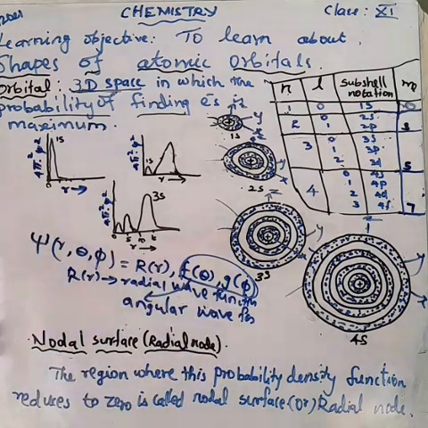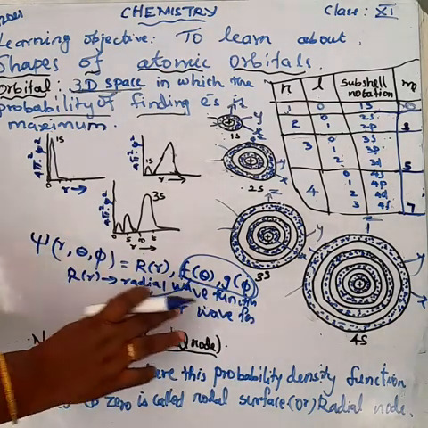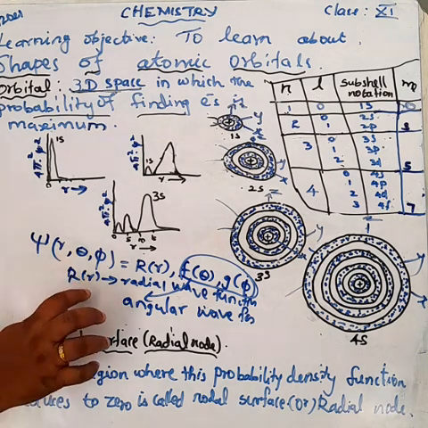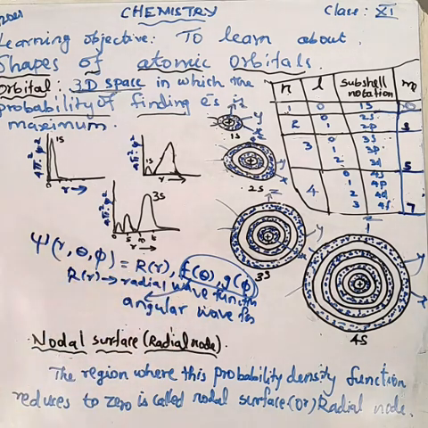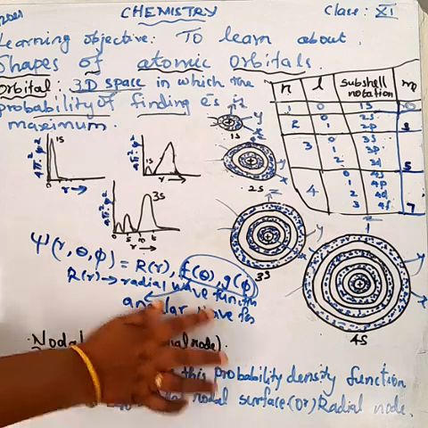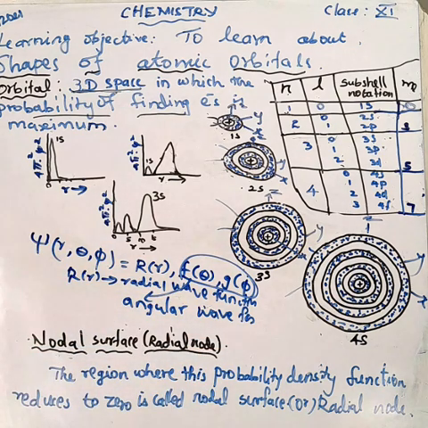Okay, so it represents the angular wave function. Understood? The R represents the radial wave function, and f of theta and g of phi represent the angles. So it represents the angular wave function.